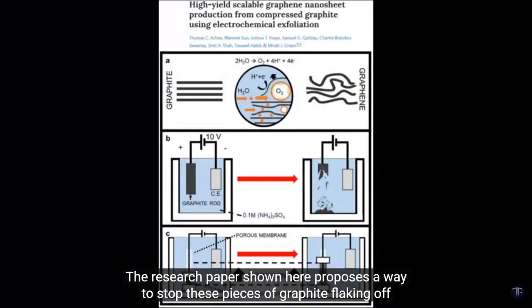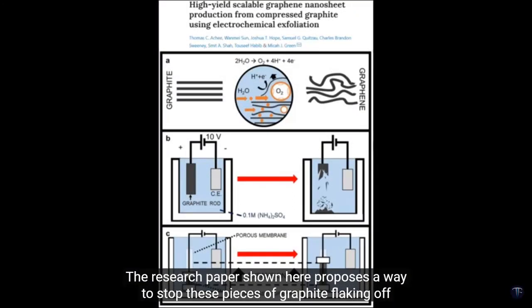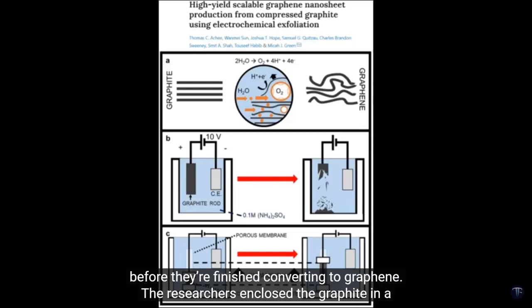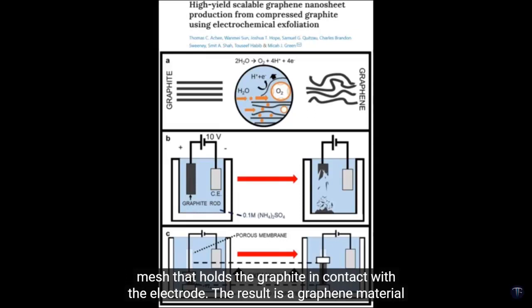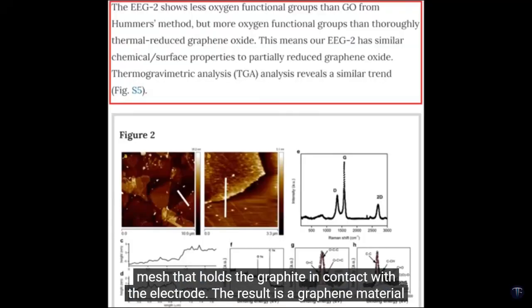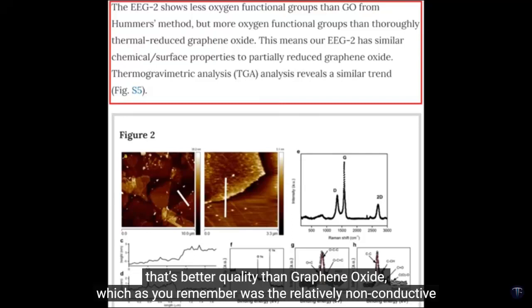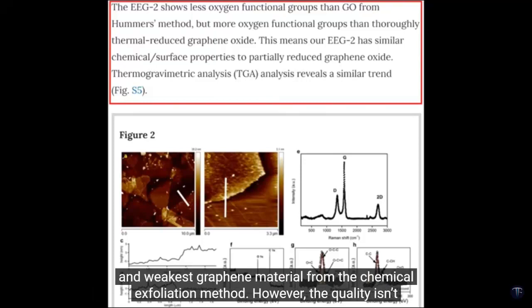The researchers enclose the graphite in a mesh that holds the graphite in contact with the electrode. The result is a graphene material that's better quality than graphene oxide, which, as you remember, was the relatively non-conductive and weakest graphene material from the chemical exfoliation method. However, the quality isn't as high as the reduced graphene oxide, which was the repaired form of the graphene oxide.